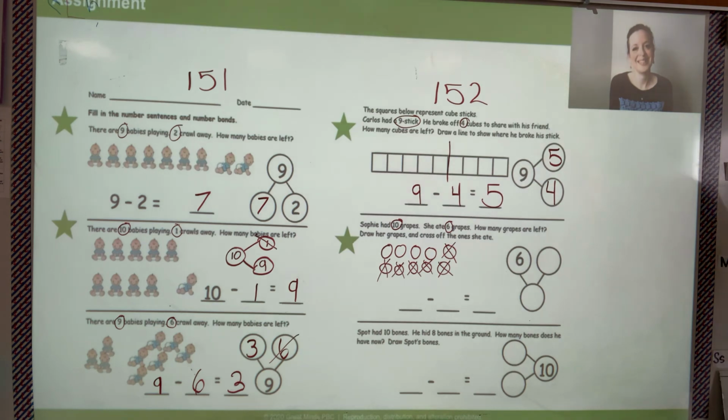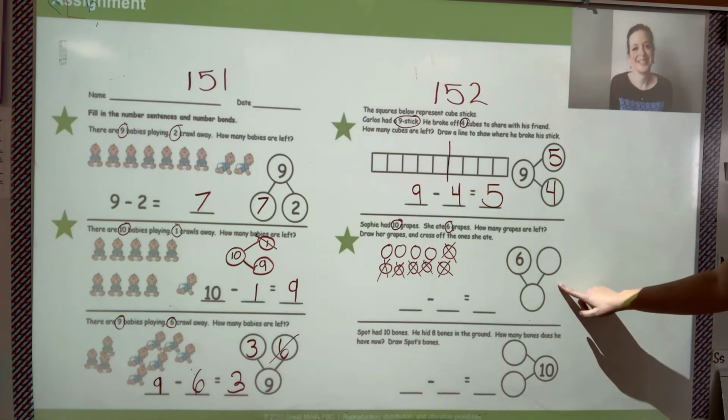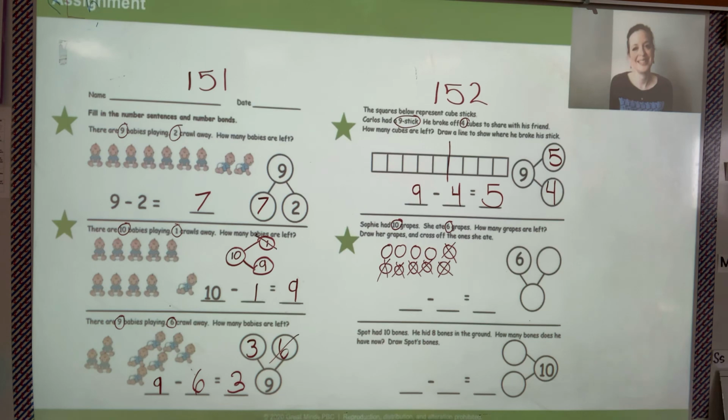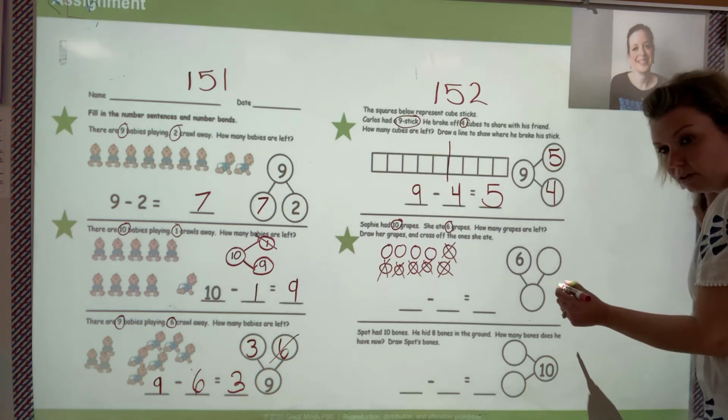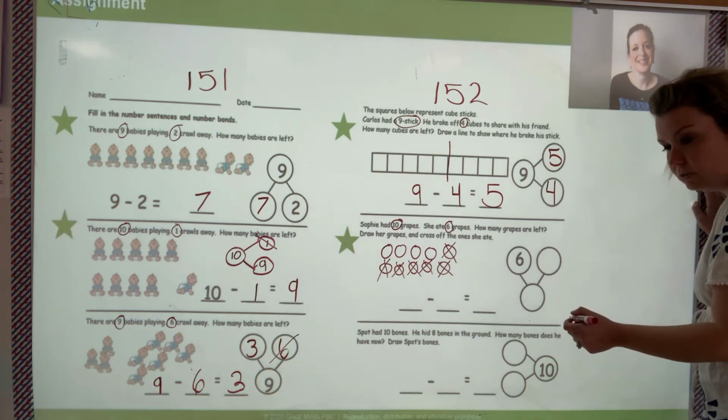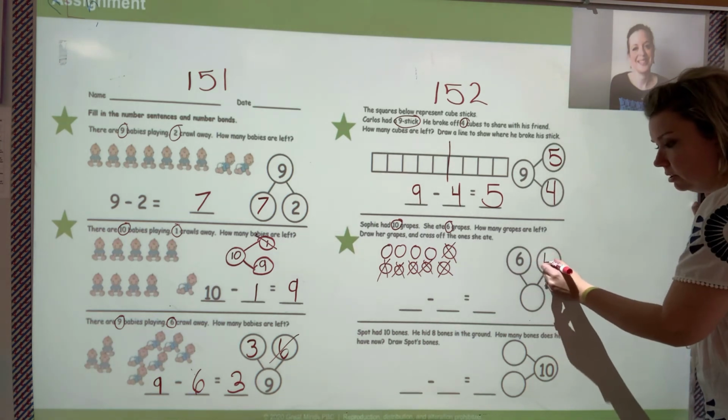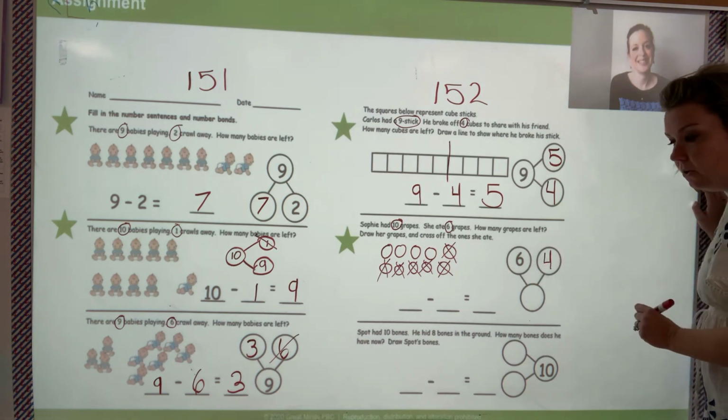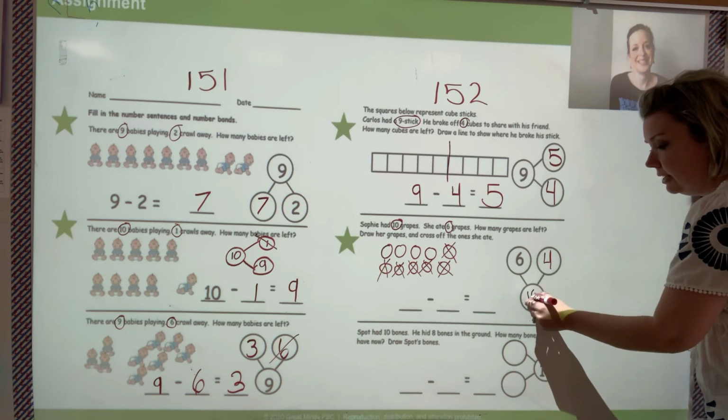Nicole, have you done this problem already? You need to complete it. Anya, what am I going to put in my number bond? 4. Where? In the part or the whole? In the part. Okay, and what do I put in the whole? 10. 10, excellent.